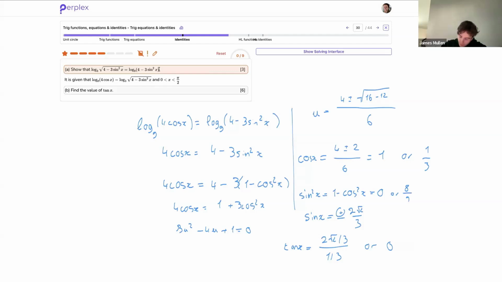But we have to be careful because cos of x equals 1 is not valid on this domain because I don't have an inclusive inequality. I have an exclusive inequality. So I don't actually have this solution at all. And so all I have is 2 root 2 over 3 divided by 1 over 3, which is 2 root 2. And that is my answer.